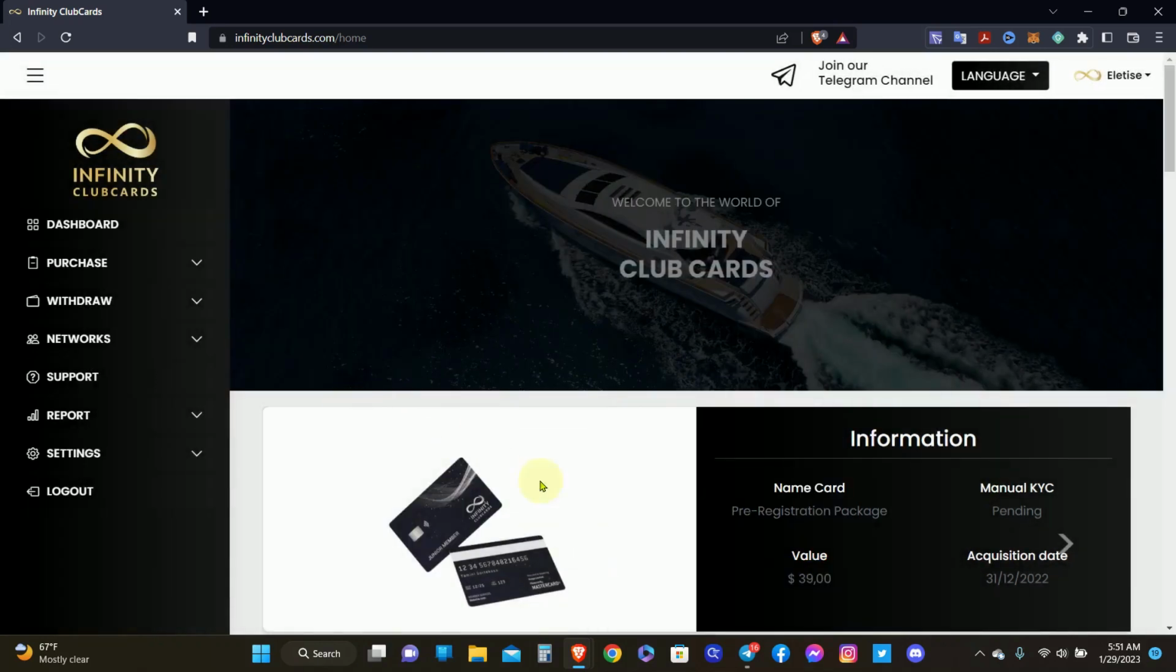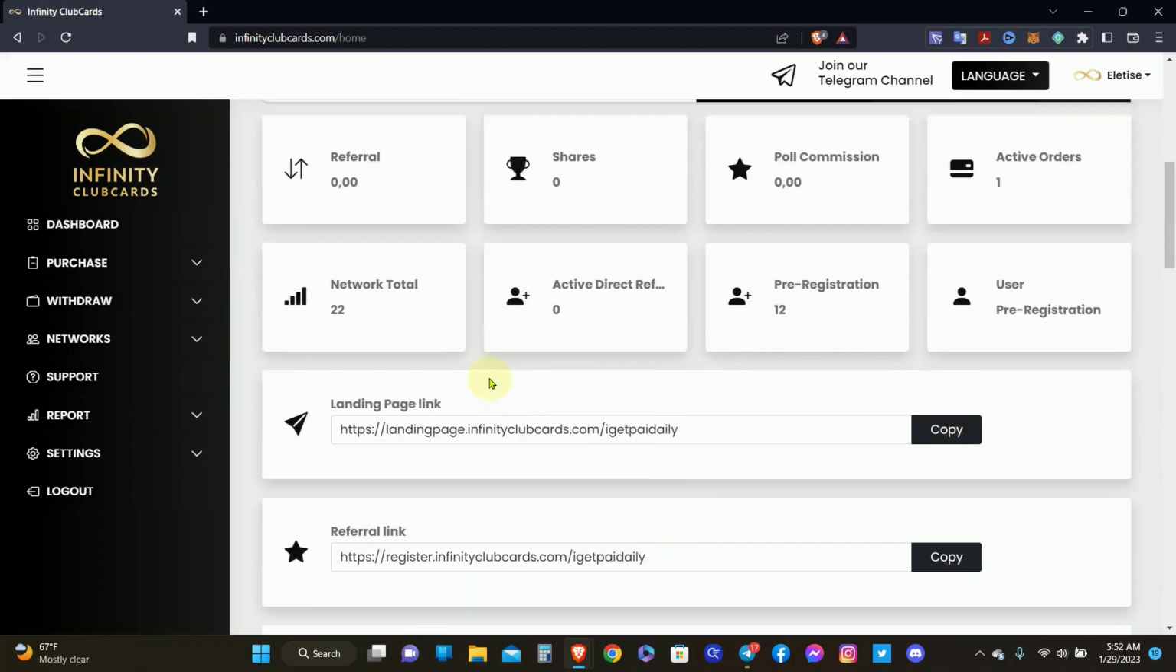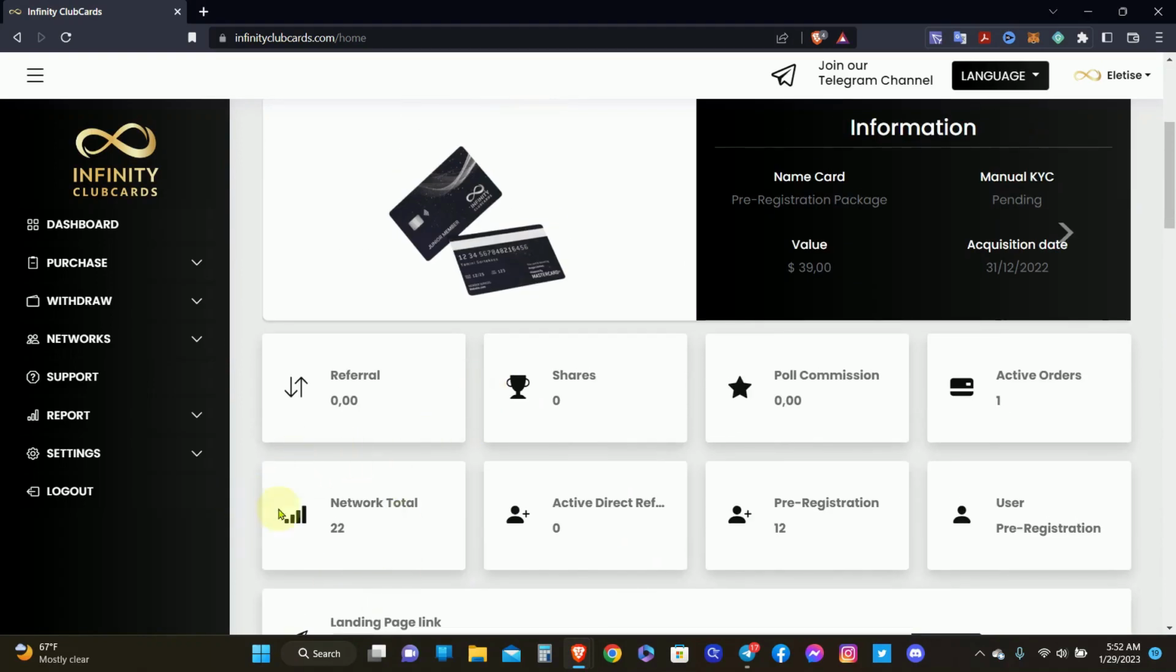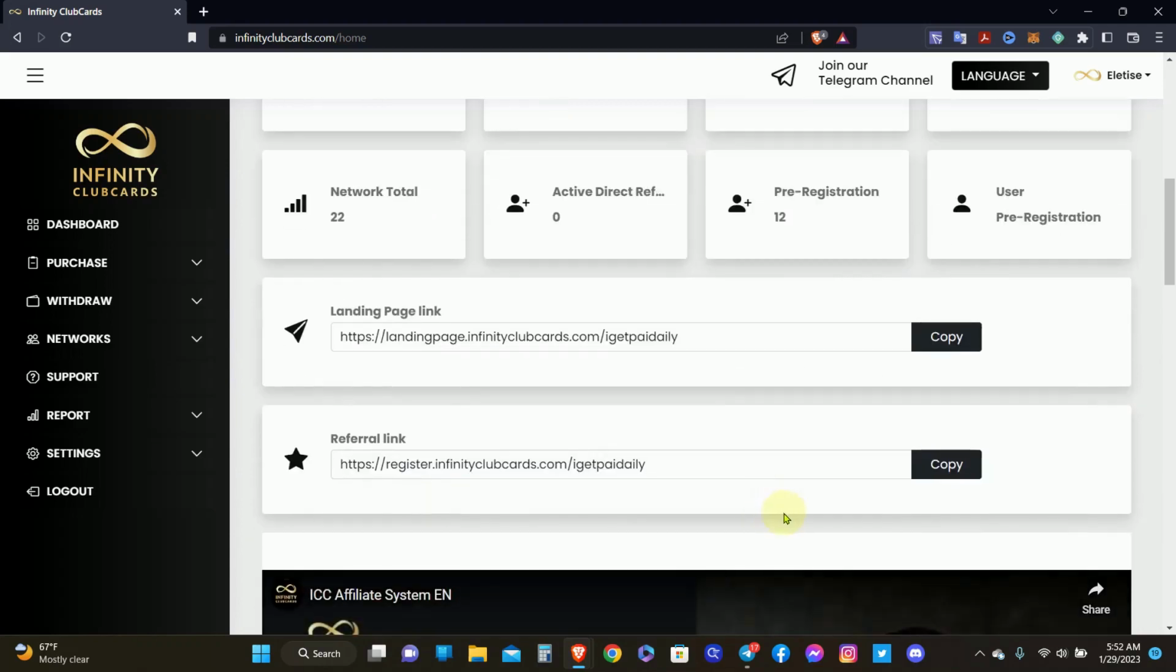This has the opportunity to generate you extra money passively for each debit card purchase that someone in your downline makes. I have about 22 people in the network right now, and 12 of them have pre-registered, so I meet the qualification of having at least 10 people. And of course, you'll want to find your landing page and referral link.